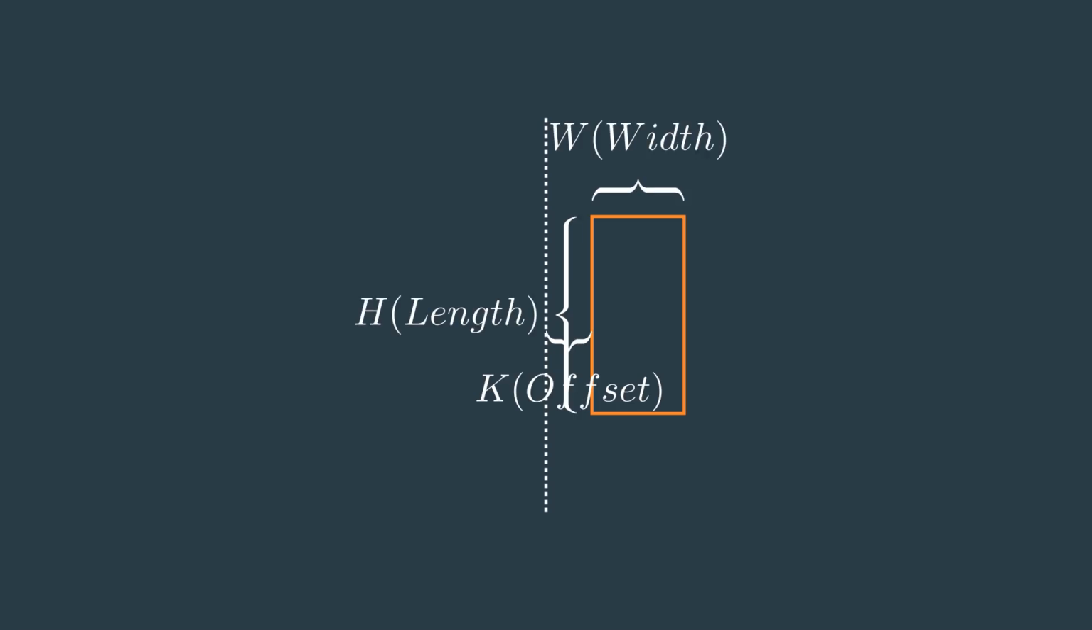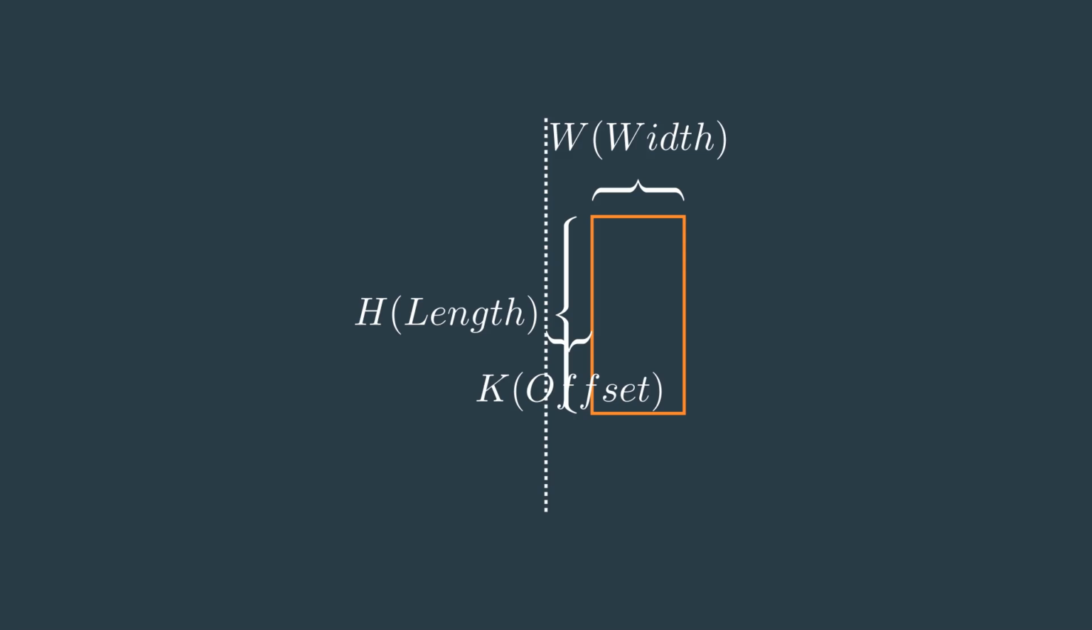K, H, and W. Let me guess. H is height or length. W is width. What's K? You got H and W, right? H is the height along the street, so the parking spot's length. And W is the width perpendicular to the street. K is the interesting one. It's the perpendicular distance from the street's center line to the closer edge of the rectangle. It's the offset.